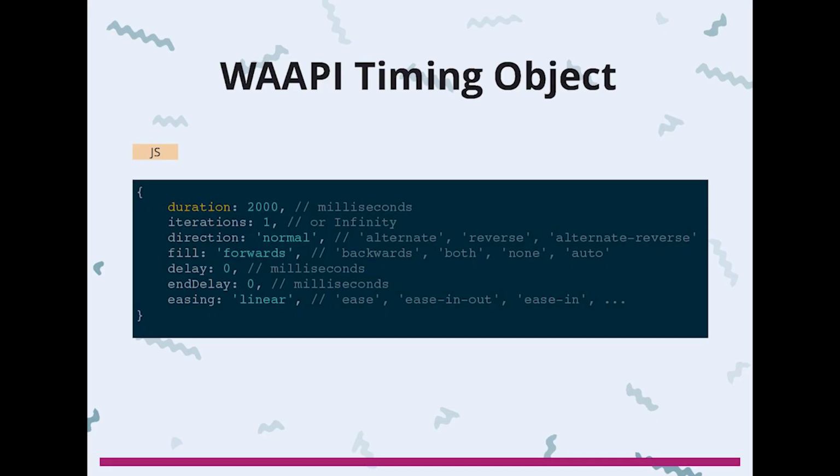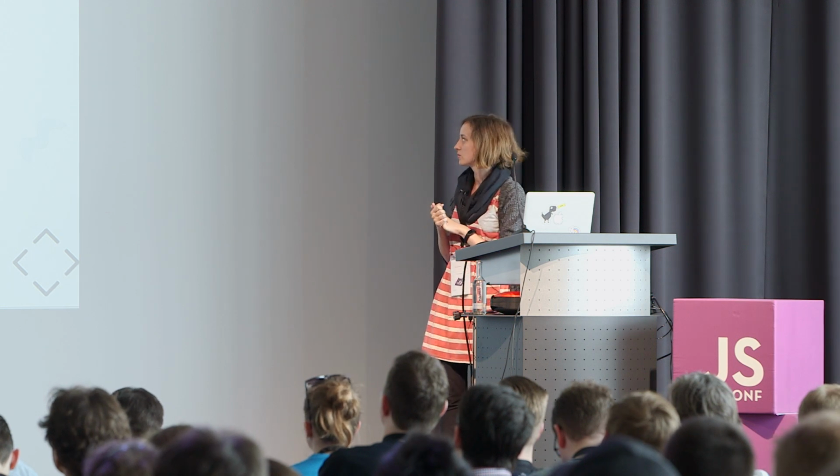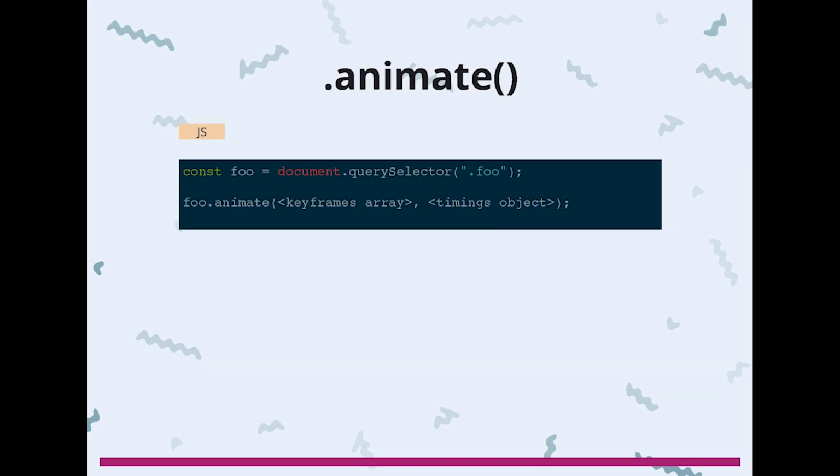For the second part of the function, you have a timing object. It has the duration, how often you would run the animation, whether you run it forwards or backwards, or forwards and back, the delay, the end delay, and the easing. All of these are really similar to CSS animation, so you can use the CSS easings you're used to, you can use cubic Béziers, and also the direction and the fill are what you use in CSS animation. So to call it, you would get an object, and then you would call .animate on this object.